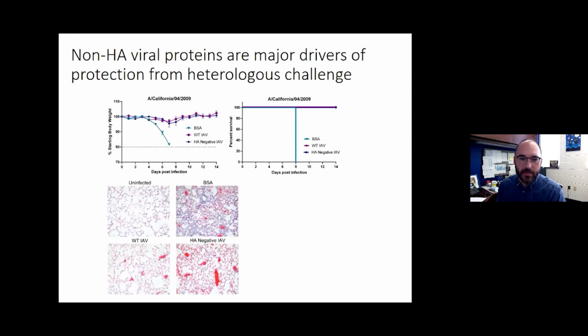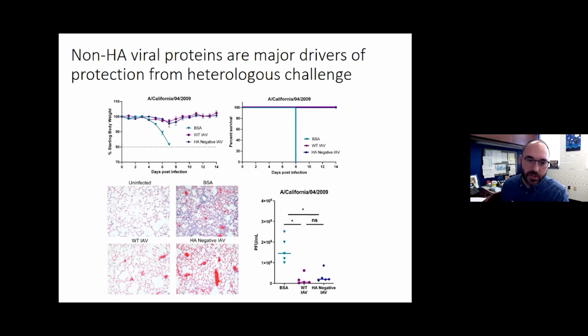So again, the same vaccination scheme. They're vaccinated with this PR8-derived vaccine, which either has hemagglutinin or doesn't. Virus particles, which either have a hemagglutinin or don't. What you can see now is all the control animals succumb to the challenge. All of the vaccinated groups survive, and now there's no difference in morbidity or mortality. On the bottom left, you can see the lungs. Again, there's no difference. The control or the vaccinated animals are protected.